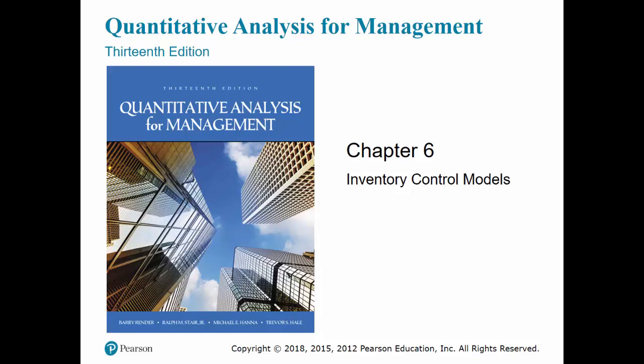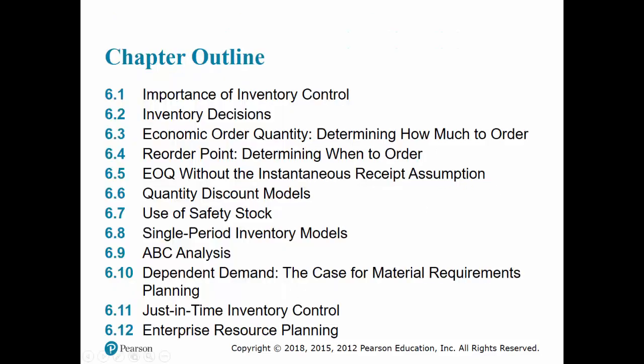Next chapter, chapter 6, is inventory control models. And here are the topics that we'll be discussing. Start off with an introduction as to the types of issues involved in inventories. And then there are two basic questions that we try to answer in inventory management: how much to order and when to order. How much and when. Those are the two basic questions. So we'll be spending a bit of time on how much to order in these sections. And then the safety stock is where we talk about when to order.